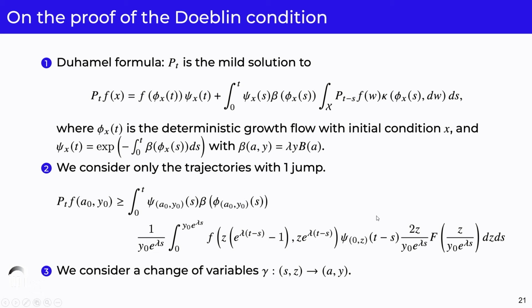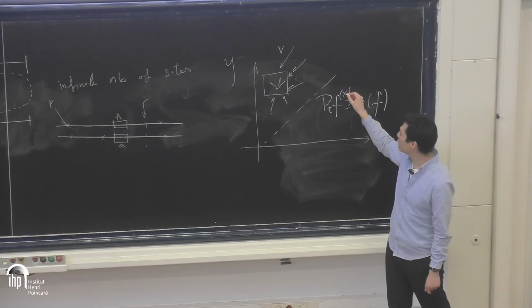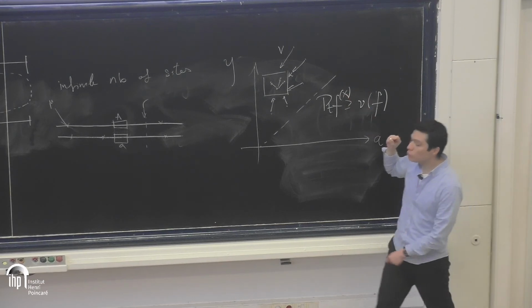So it's the probability of not jumping before this time t minus s. And what you have here is actually the value of f after doing maximum one jump and only one jump. So once we have here the idea to derive the doubling condition, which requires a measure nu which is independent of my initial datum, is to do a change of variables.